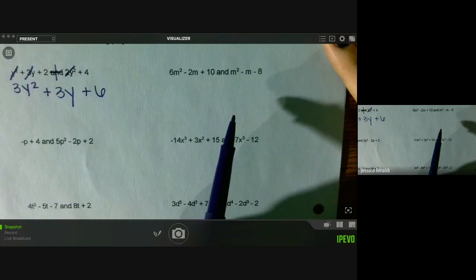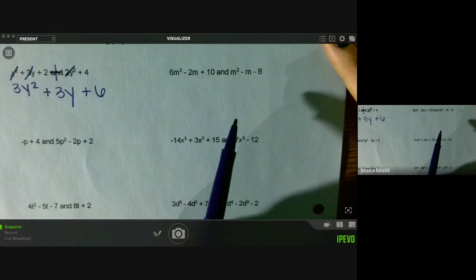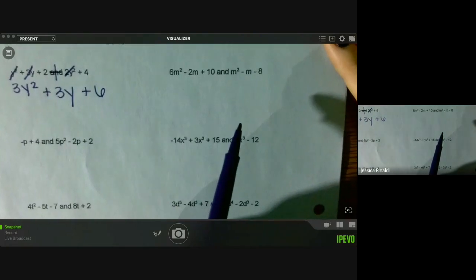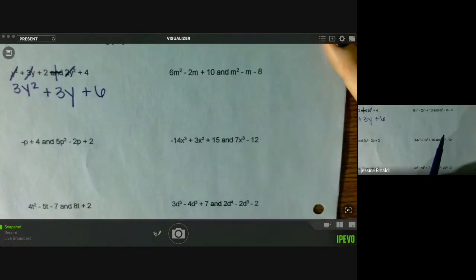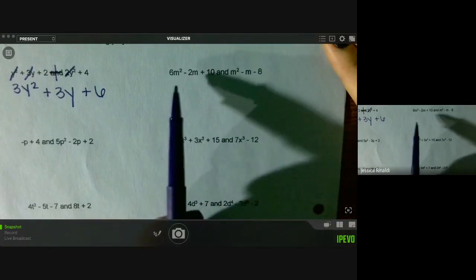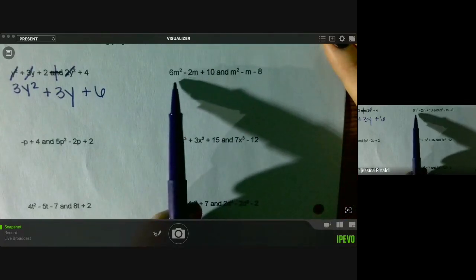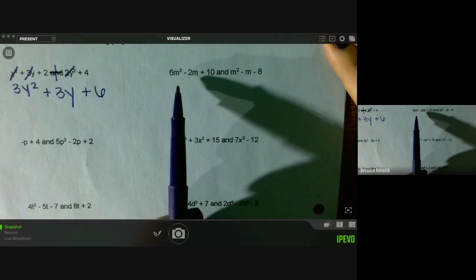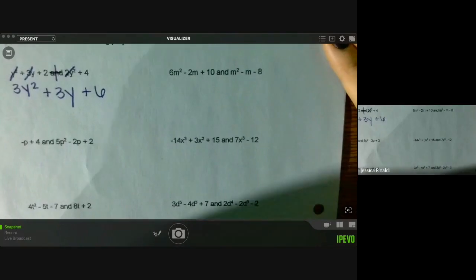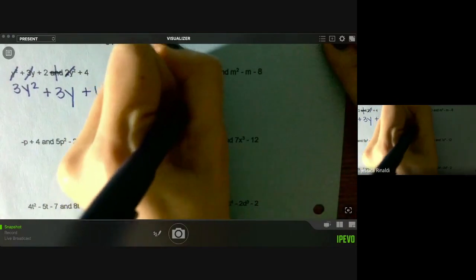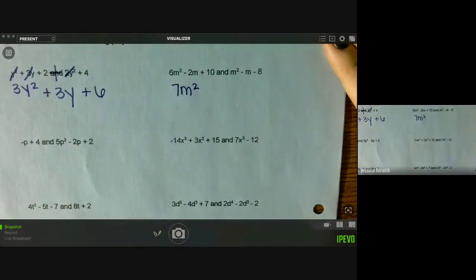What kind of polynomials are we adding if there's 3 terms? A trinomial. Good, Lily. Good, Drew. So we're adding trinomials. Okay? If I have a 6m squared, is there anything I can combine that with? M squared. Good, Lily. So 6m squared plus 1m squared is how many? Good job, Lily. 7m squared. What do I combine next?